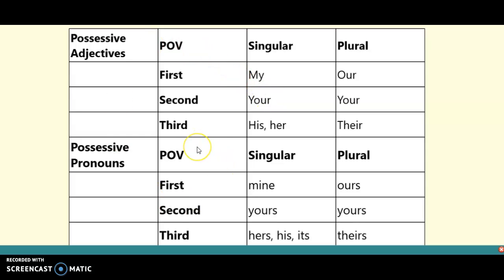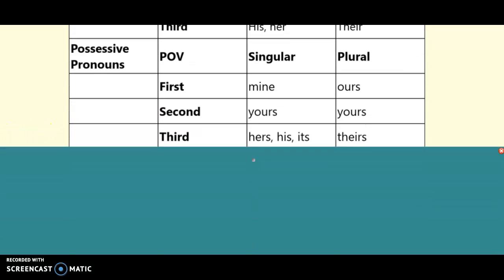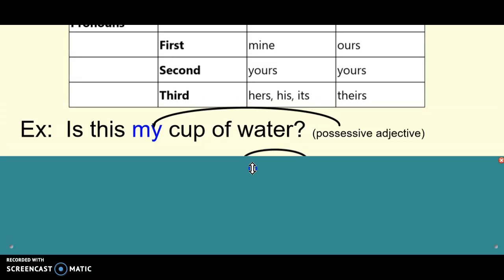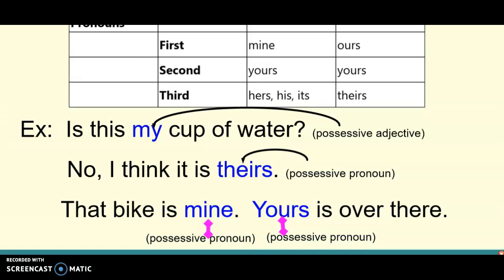So if you need to pause to finish drawing this chart, and then I just need a little bit of space at the bottom of this to show a couple more examples, and then we'll be done with the flipbook. Okay, if you need to pause, please do so. Below the chart here, I'm just going to show you a few more examples. All right, so if I said this is my cup of water, okay, my is going to be considered a possessive adjective in this sentence because it's describing the cup of water.